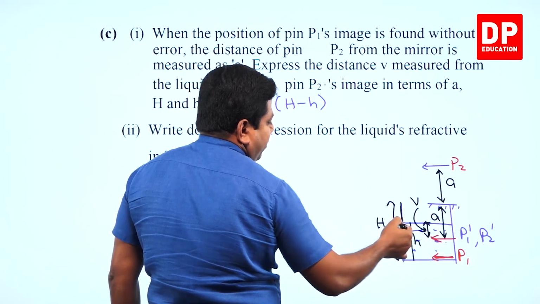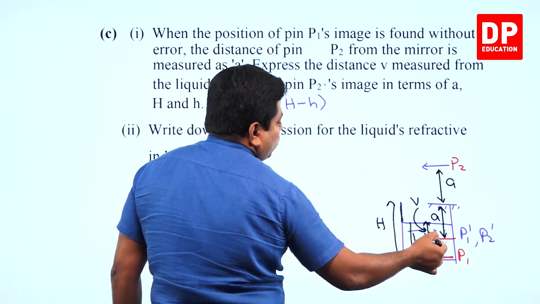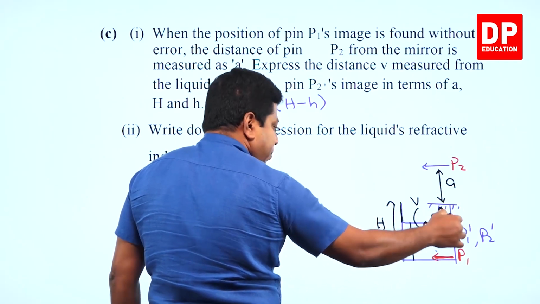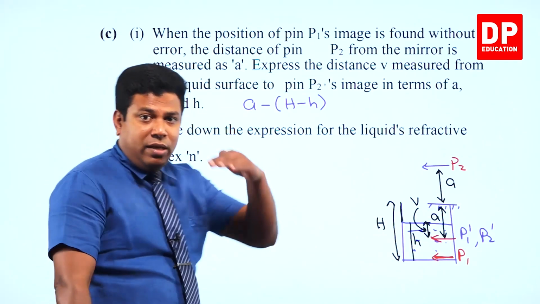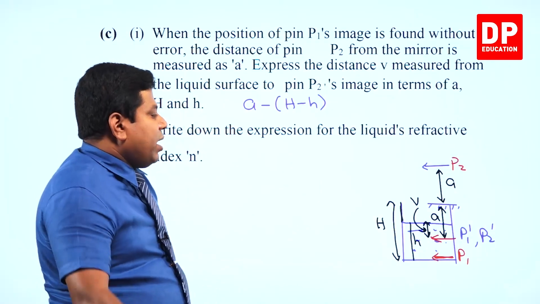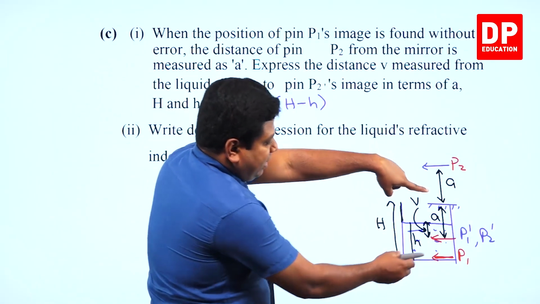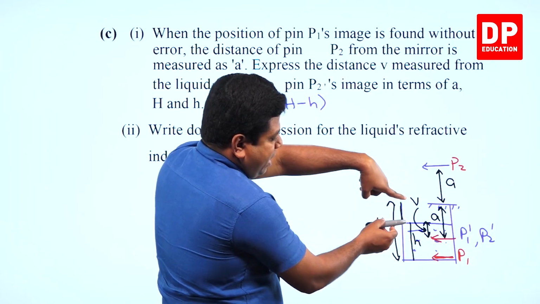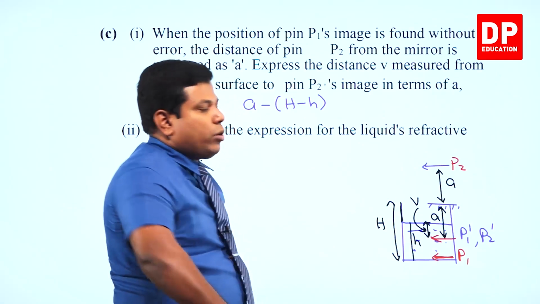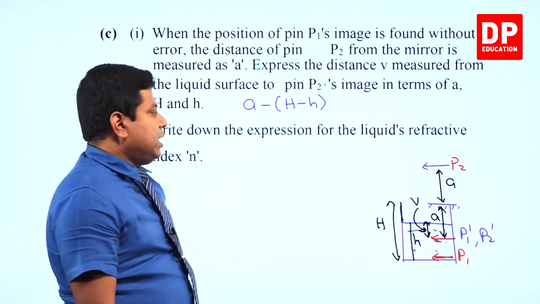V is what? From the liquid surface to pin P2's image, the distance. Pin P2's image is here. That is where P1's image is also, from the liquid surface to the image. Whatever the distance we have is what we marked as V. It's very easy. This much is A. From A, you subtract this much. How much is that? Capital H minus small h.